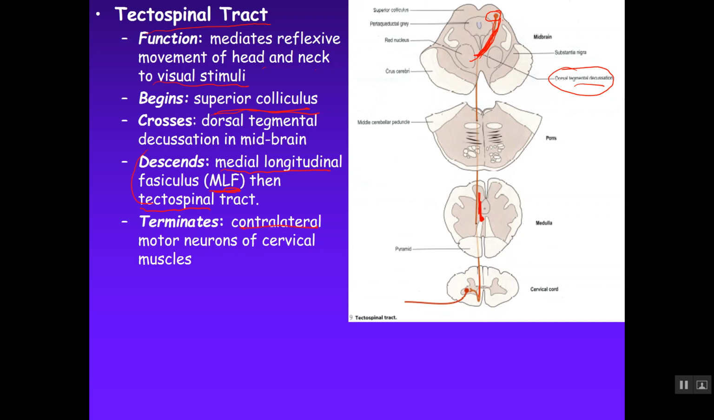It terminates in contralateral motor neurons of cervical muscles. So there it is, to cervical muscles. There's no lumbar because it just stops in the cervical spine. This is purely to help you turn your head towards that visual stimulus. But if you just know tectospinal, it starts in the tectum. I'm not even probably that concerned. This is a contralateral pathway. It just goes to neck muscles, turns your head, responds to stimulus, starts in the brainstem, ends in the cervical spine.